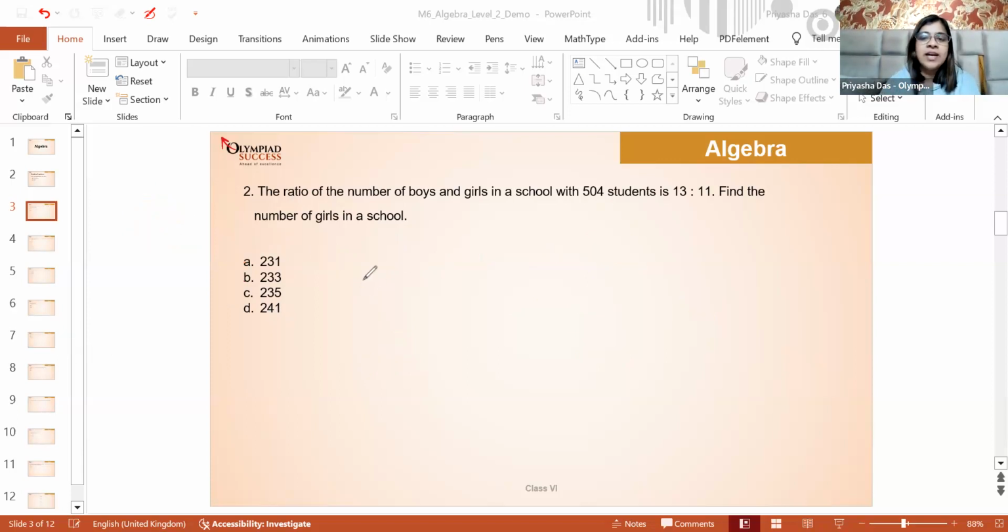Another shortcut can be, guys, that you can take 13 plus 11, which ends up in a 24. But you know that you don't need the total number of students as 24. You need the total number of students as 504.